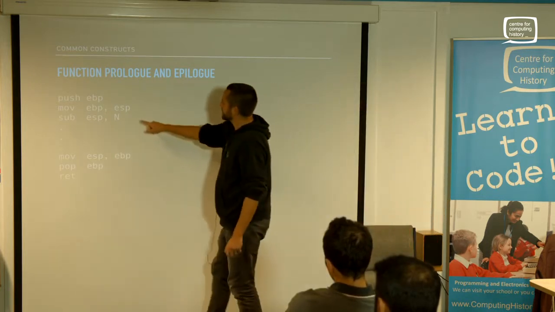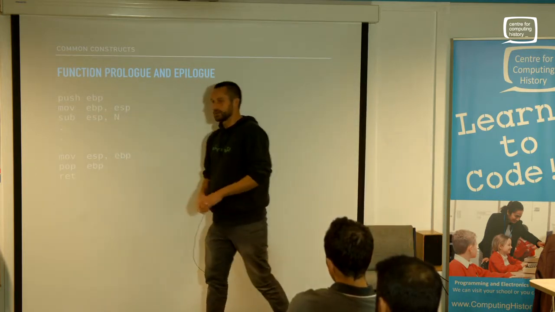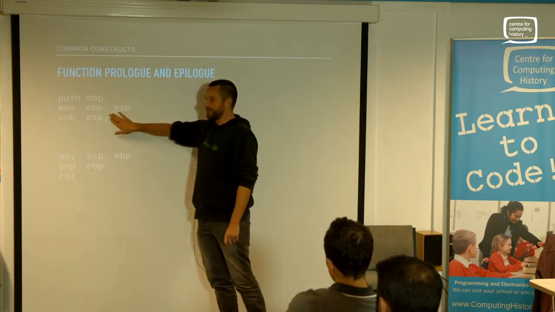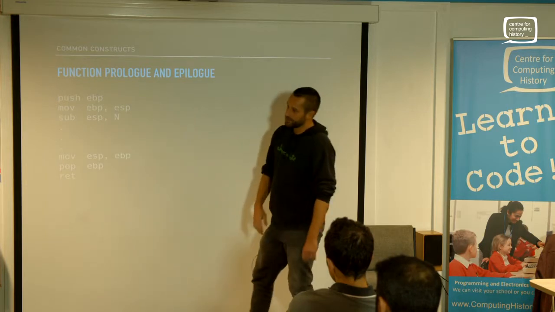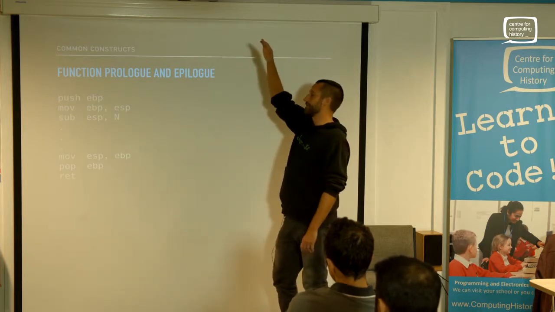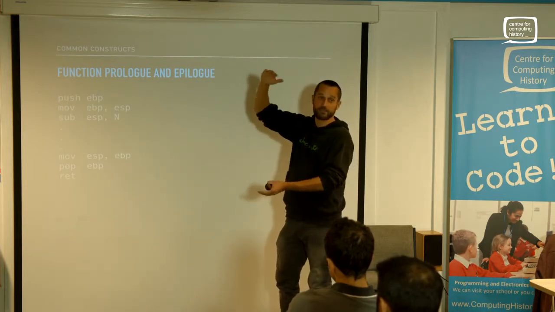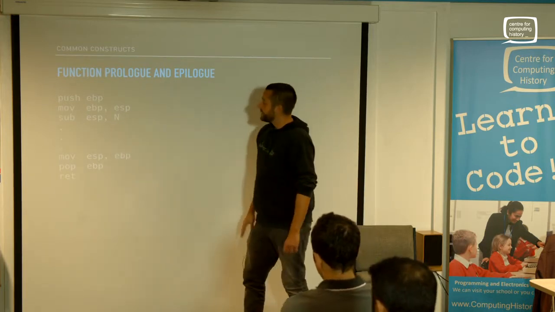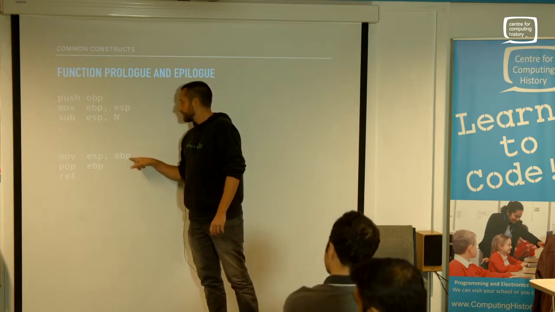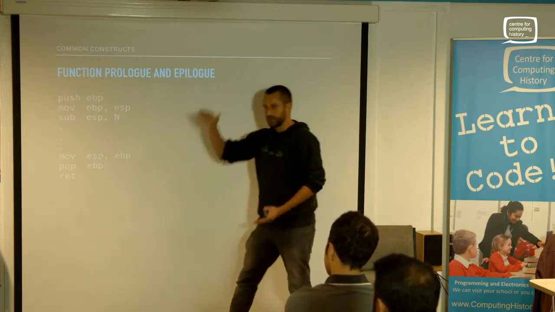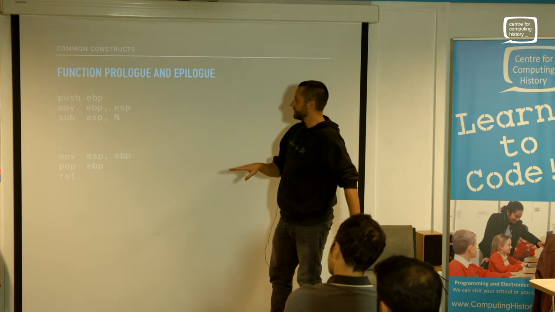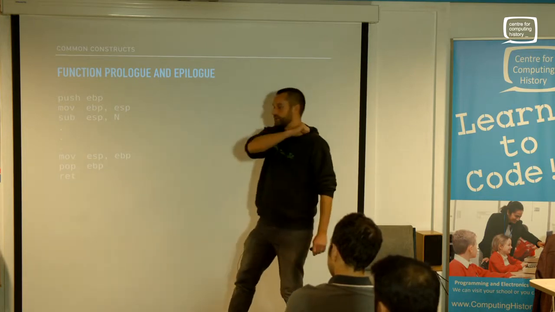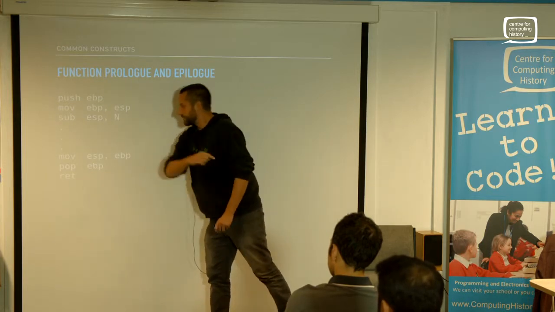Then we move the stack pointer into the base pointer, creating our new stack frame. And then we subtract whatever value from ESP, which you remember, because it goes up to lower memory addresses, will actually allocate some space on the stack for the local variables that follow. And then when we're done, we move the base pointer to the stack pointer, bringing the stack pointer back down to where the base pointer is. We pop the base pointer off the stack, the one we stored earlier, and then we return.